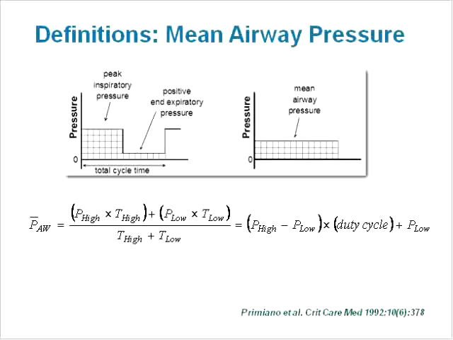The concept of mean airway pressure is based on the mean value theorem from calculus. This theorem has a graphical interpretation. The mean value of a repeating function is the area under the function divided by the time for a cycle.